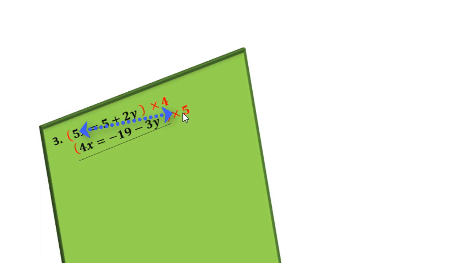4 multiplying everything here: 4 multiplying 5x becomes 20x, equals 4 multiplying 5 is 20, 4 multiplying 2y is 8y. Next, 5 multiplying 4x is 20x, equal to 5 multiplying 19 is 95, 5 multiplying minus 3y is minus 15y. Wow. Now I can talk of elimination. Why? Because here I have 20x, here I also have 20x. I now have a variable whose coefficients are equal.